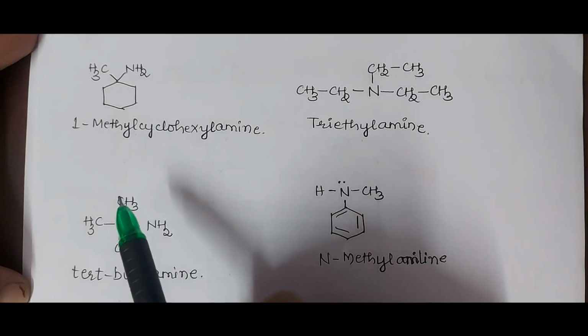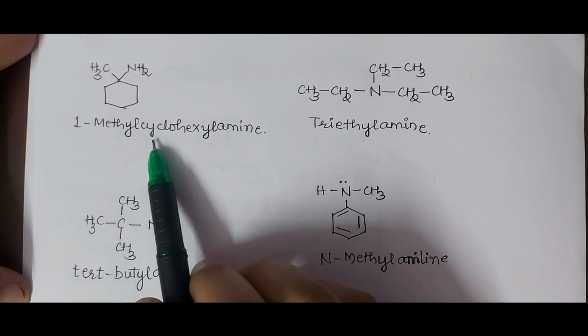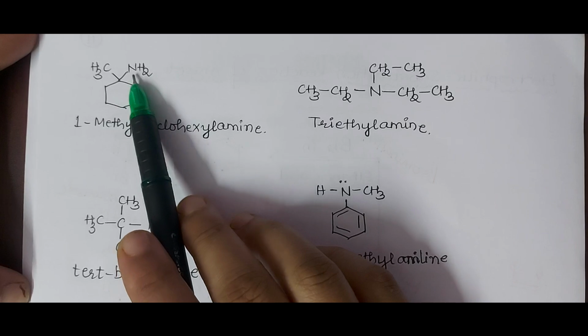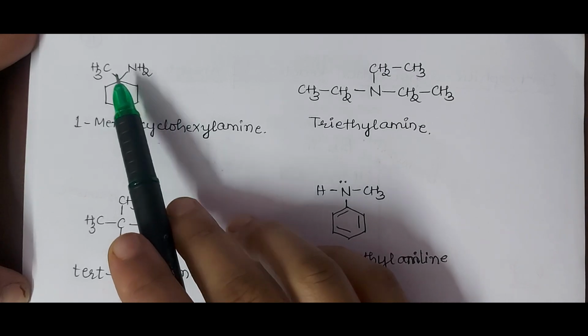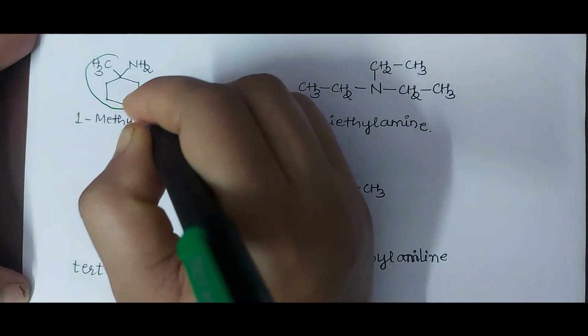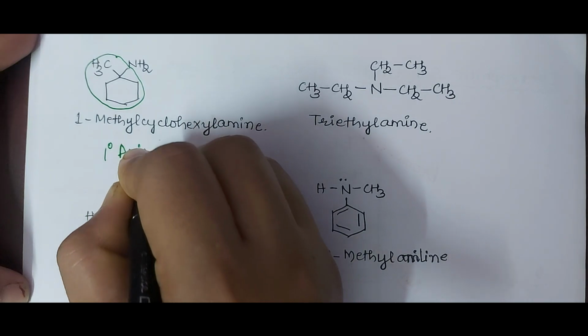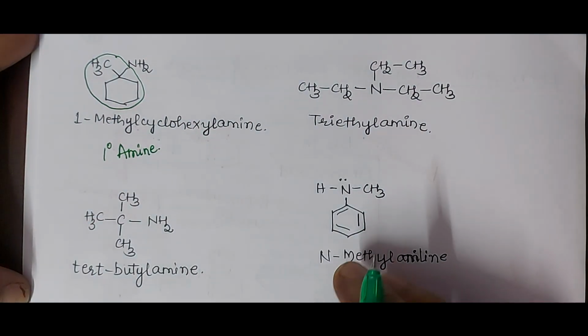Here, if we consider the structure, this is the structure of 1-methylcyclohexylamine. In 1-methylcyclohexylamine, you can see that only one of the hydrogens of ammonia is substituted by this group. So it's a primary amine. Similarly, we'll go with option B.